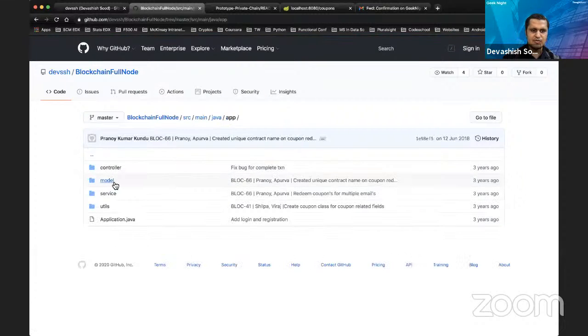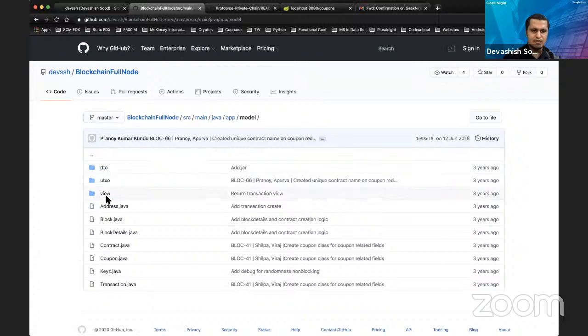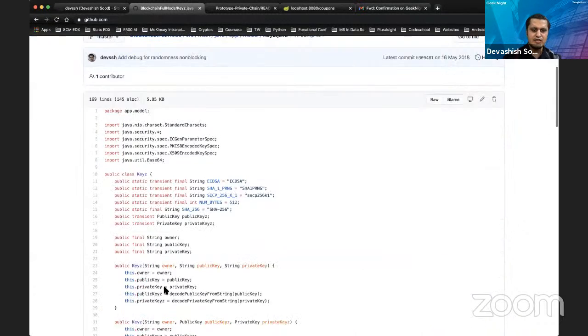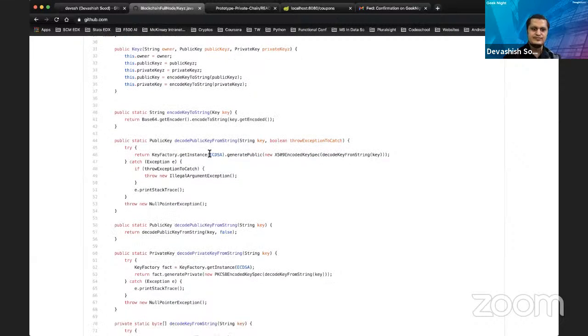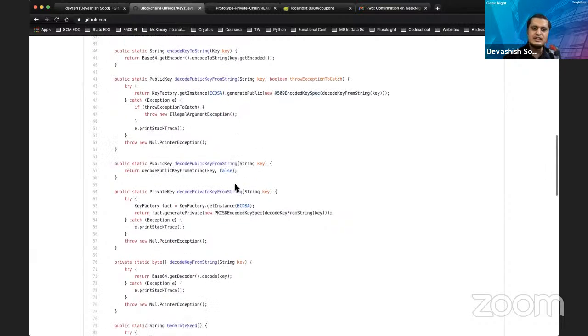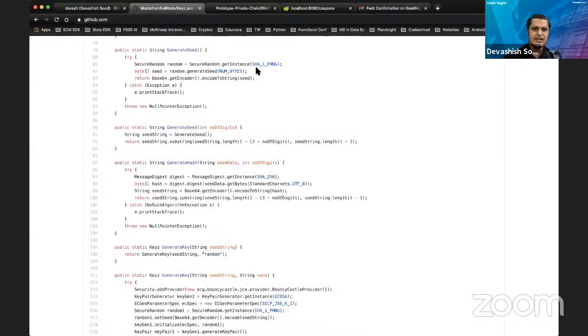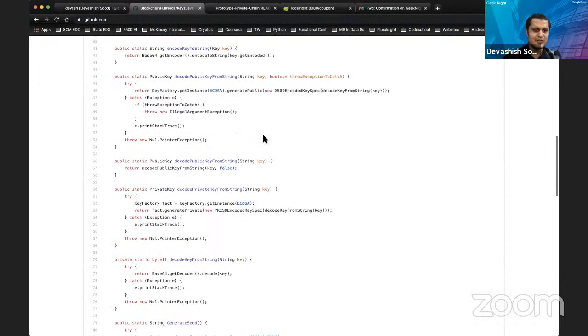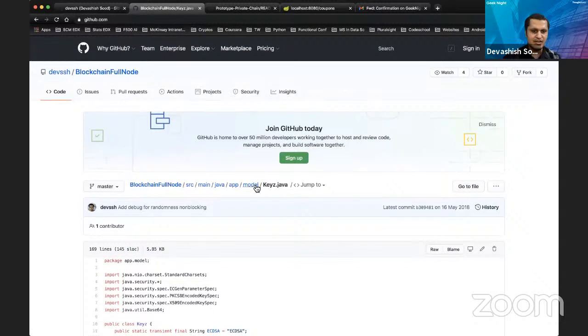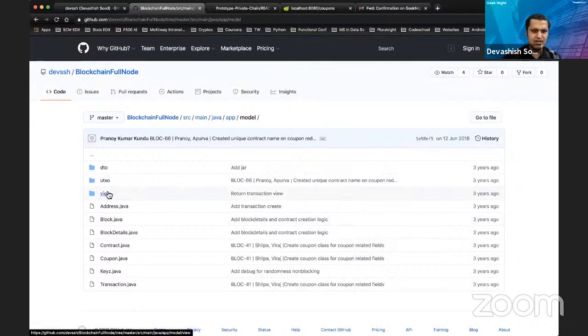Let me just go over some of the things. There would be addresses, coupons, keys, how to create different keys, public key, private key. How would you sign it? What is the algorithm you use to sign it? The algorithm can be ECDSA, or it can be X509 encoded key spec, which is a very specific type of key spec, right? This time is really not enough to discuss all these things, so I'll move quickly, but we can catch up some other time in private and talk about these things, right?